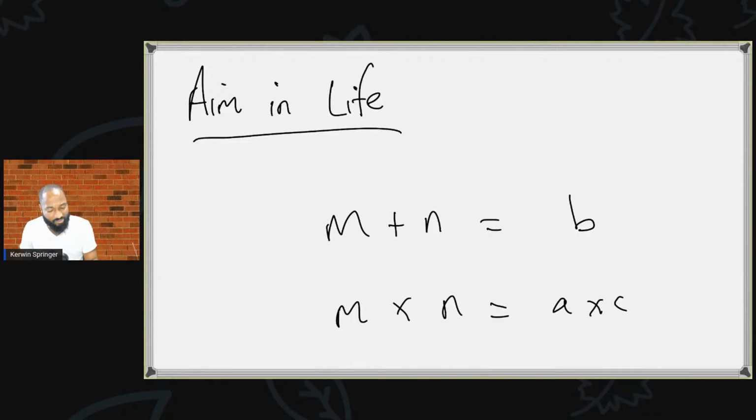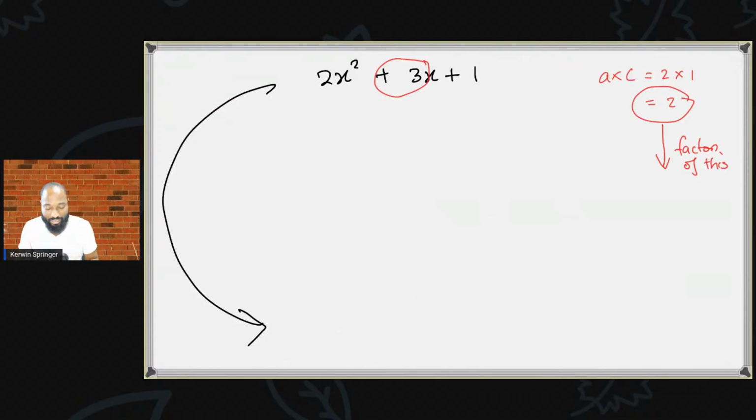Now, I don't want to confuse anyone with all these M and N and B things, so it's best seen in practice. Keep in mind, we just multiplied the 2 by 1, and we got 2. And I'm saying that I need to split this up into two of its factors, a factor pair, that will add up to give me 3. And it's very obvious that it's going to be 2 and 1.